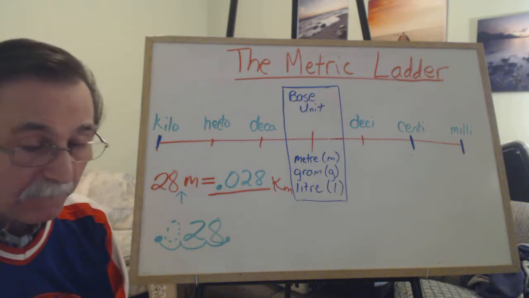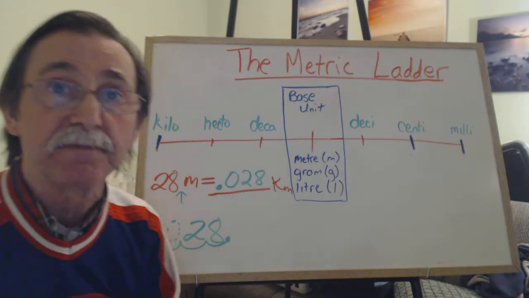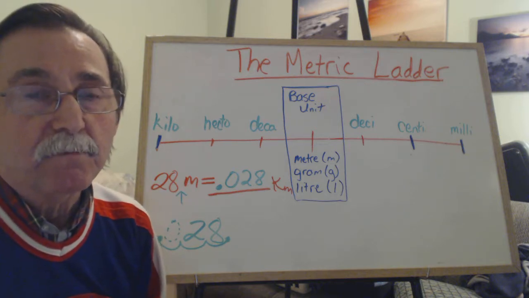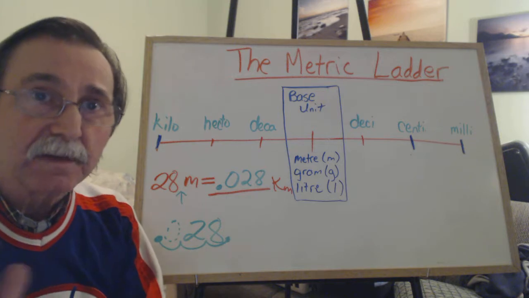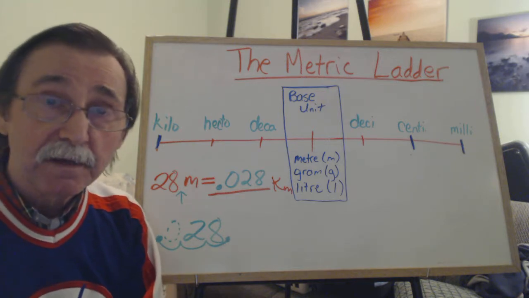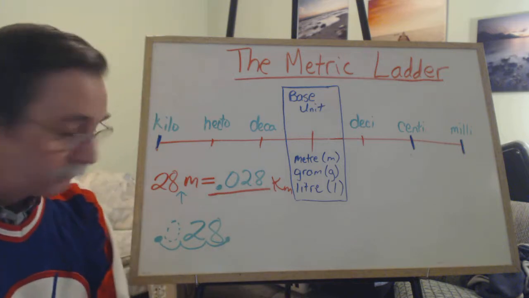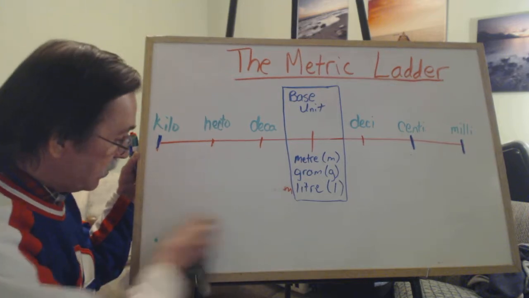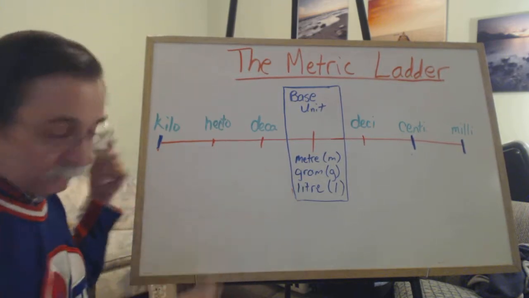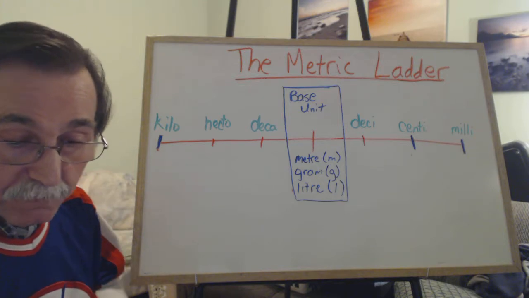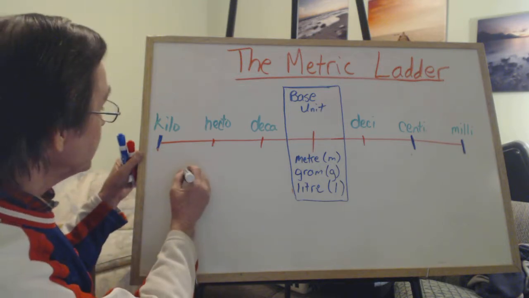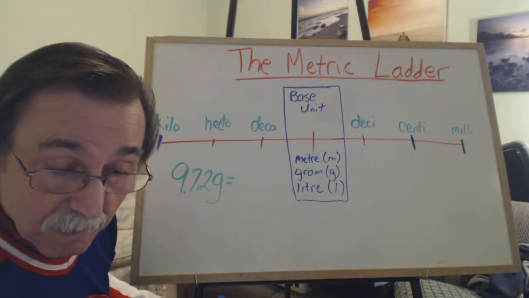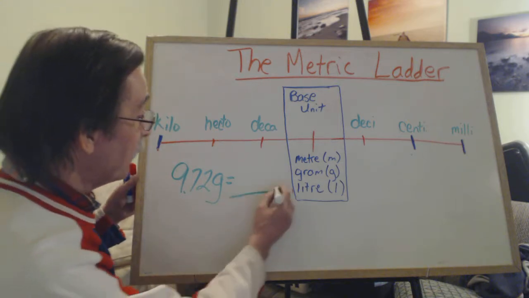Now that might seem like kind of an unintuitive measurement or unit. Well, we're not worrying about whether it's intuitive or not. That's not the point of this. We're just making a change from one unit to another. So let's do the rest of these on this page together. Number 2 is 9.72 grams is equal to some number of milligrams.